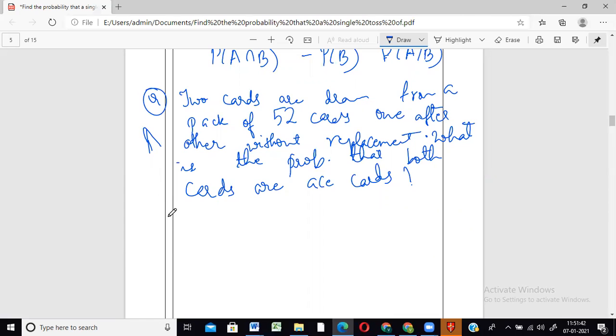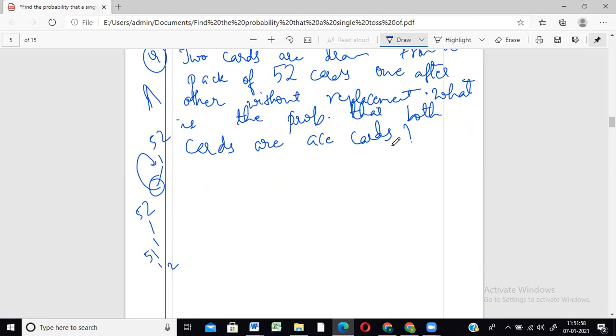That is without replacement. It means the first time there are 52, we took one card, and we did not put it back before picking the second card. First there were 52, you picked one, now there are 51, and from those you pick the second. That is what without replacement means. With replacement would mean we take one from 52, then put it back, so again there are 52 only. Now from 52 you pick the second card. That is the difference between with replacement and without replacement.